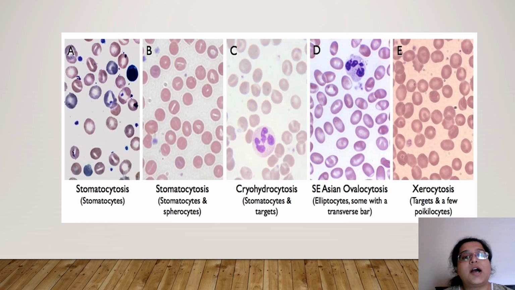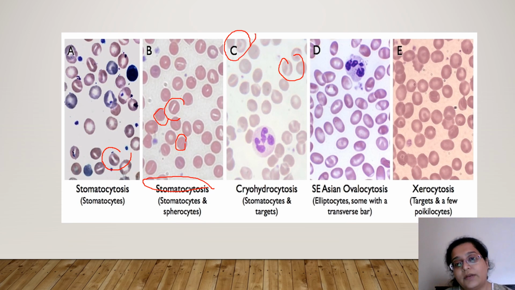This is a very good chart from Google images that I have downloaded, where you can see these are stomatocytes. Stoma means like a mouth, slit like a mouth. Here you see spherocytes. See, these are spherocytes and stomatocytes, known as stomatocytosis again. Cryohydrocytosis are stomatocytes. See, it's not very evident in this picture. See, one over here and target cells. Okay, and one over here.